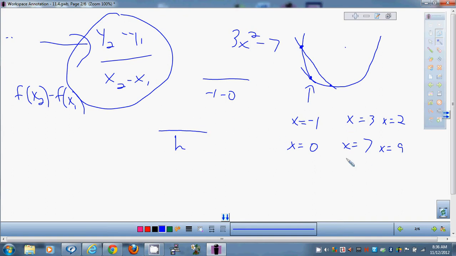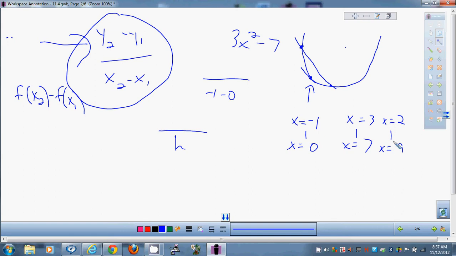So on this one, what would our h value be? 4. On this one, what would our h value be? On this one, what would our h value be? 1. We're just looking for the distance between these 2 points. Any questions about where we're getting the h value? Just the distance between the 2 x values we're choosing.